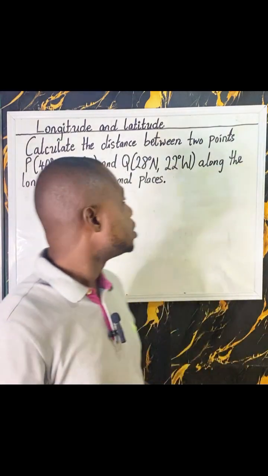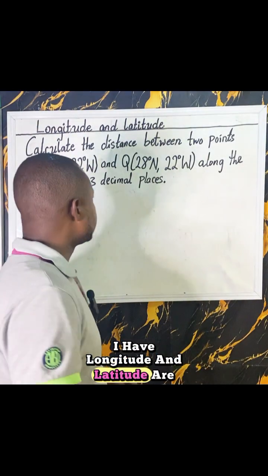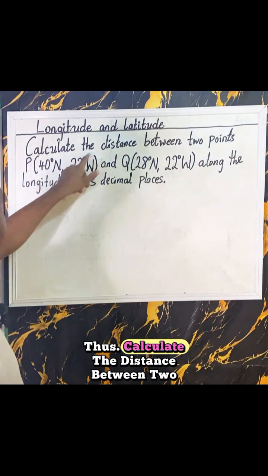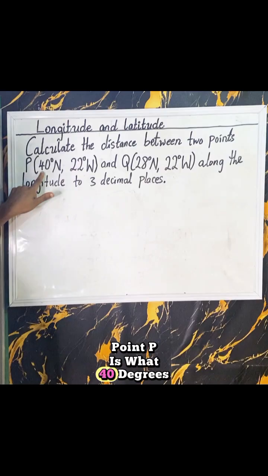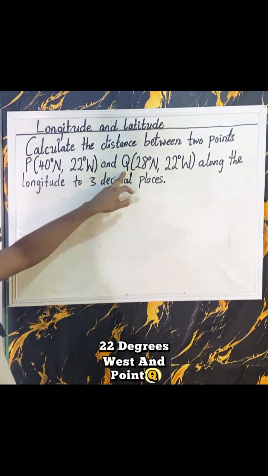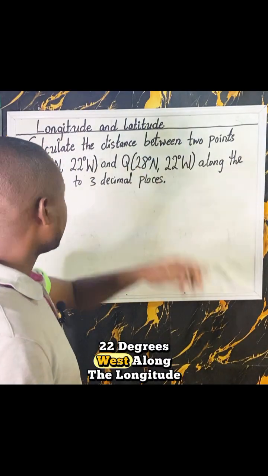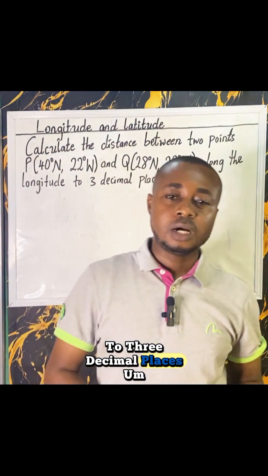Quick one. I have longitude and latitude. The question reads: calculate the distance between two points. Point P is 40 degrees north, 22 degrees west, and point Q gives us 28 degrees north, 22 degrees west, along the longitude, to 3 decimal places.